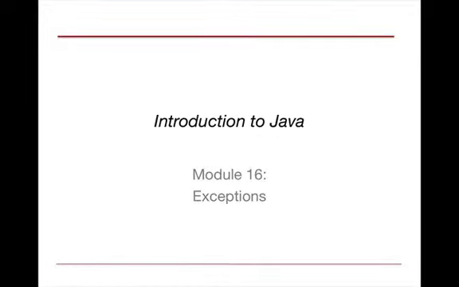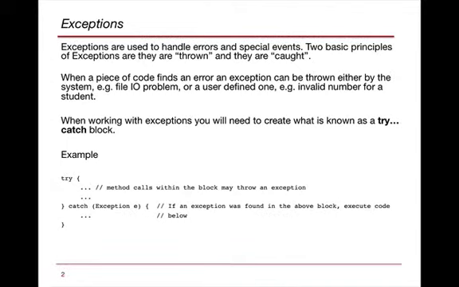So now we're going to take a look at exceptions in Java. And exceptions are basically a form of error handling. There are two basic principles when we talk about exceptions: exceptions are thrown and then we catch them. So when a piece of code finds an error, whether these are classes that are provided by Java or even user-defined classes, such as a file IO problem or an invalid number for a student, we will basically begin creating what is known as a try-catch block.